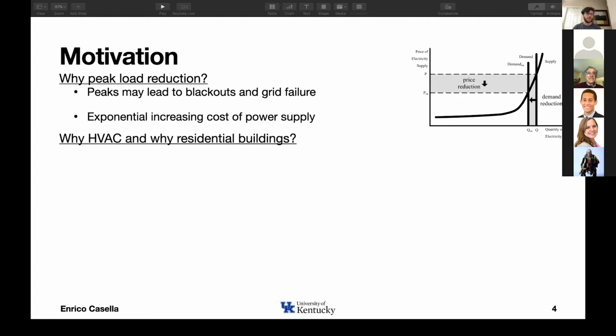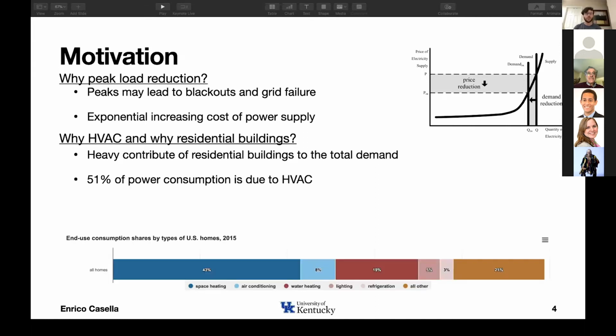You also heard me talking about residential buildings. Of course, residential buildings are not all that is connected to the smart grid, but the reason we talk about them is that, because of urbanization and the increasing number of households, residential buildings contribute heavily to the overall consumption. And I've been talking about HVAC. Among all appliances, why HVAC? Well, according to the US Department of Energy, around 51% of the power consumption is due to HVAC over a whole year.